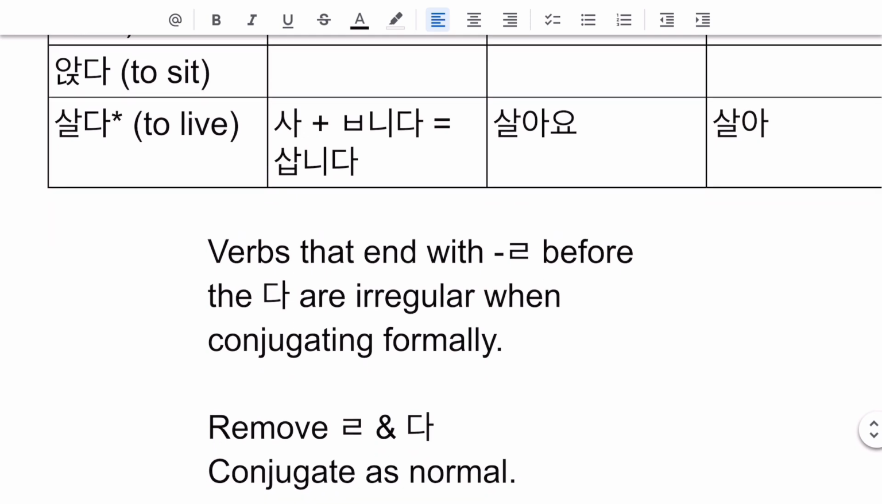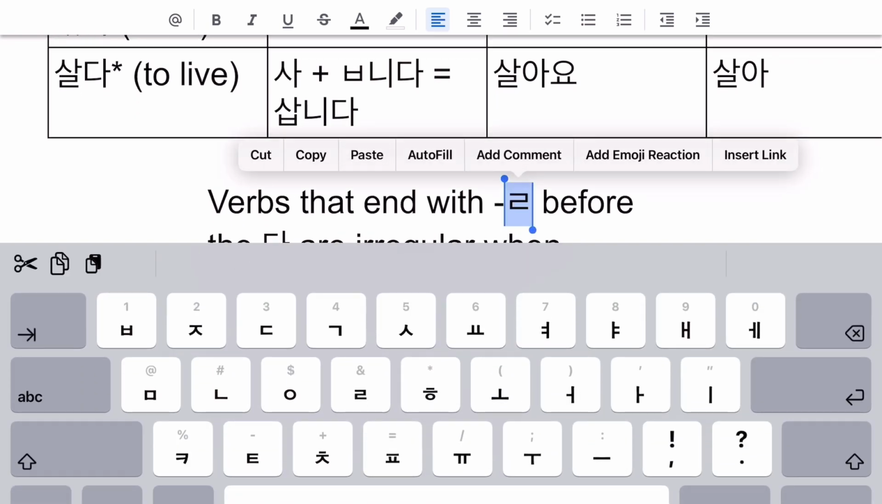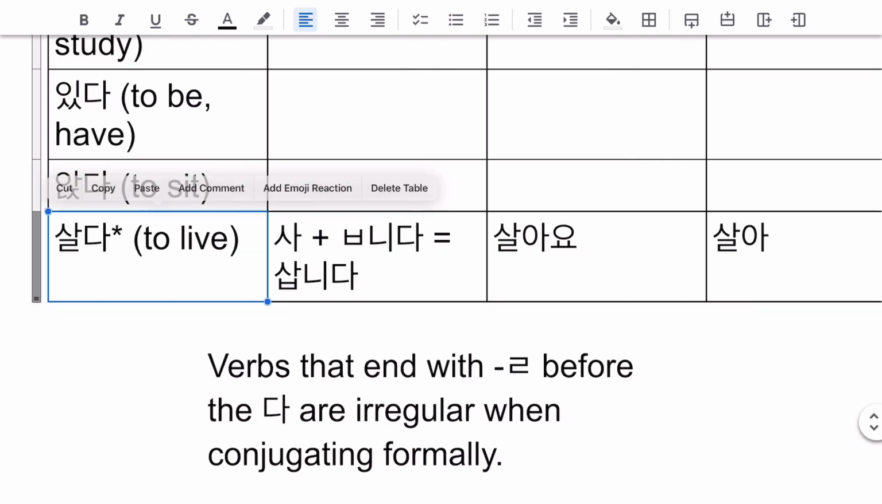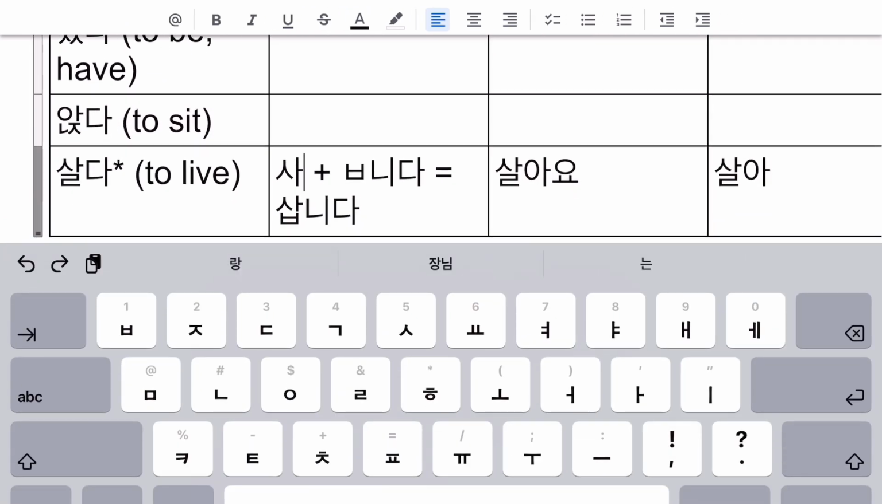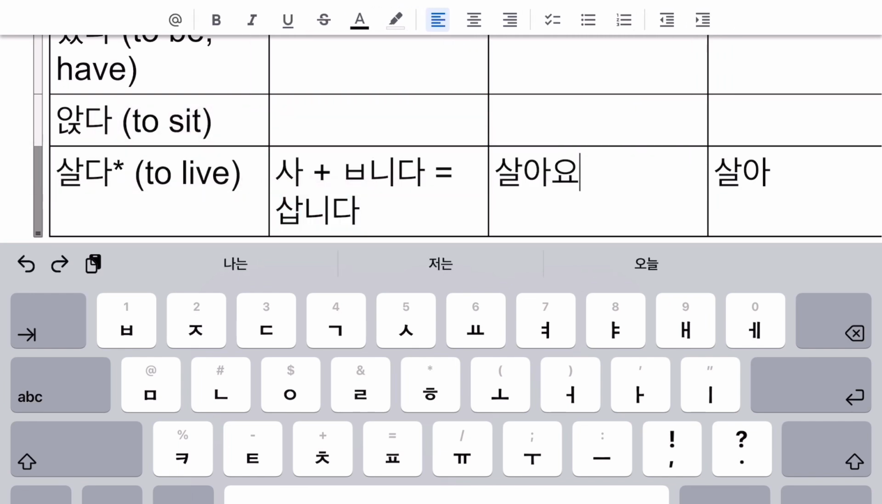And there's one thing I forgot to mention with the formal. This is only for the formal, by the way. When a verb ends with this ㄹ, rieul, we have to remove that before we conjugate. So 살다, for example, we're not only going to remove the 다, we're going to remove that ㄹ too. So then we just have 사, and we conjugate as normal. Our last letter is a vowel, so we need the ㅂ니다 ending, and it becomes 삽니다. And you can see with the other two, they keep the ㄹ as normal. This is a rule that's only for formal.